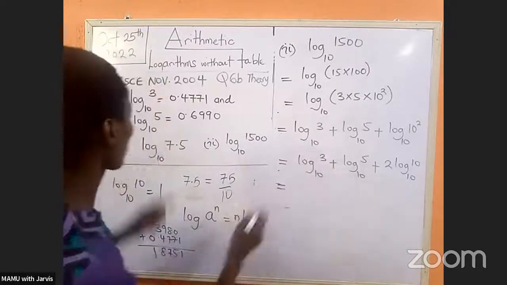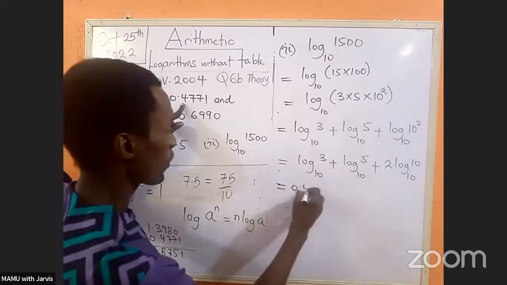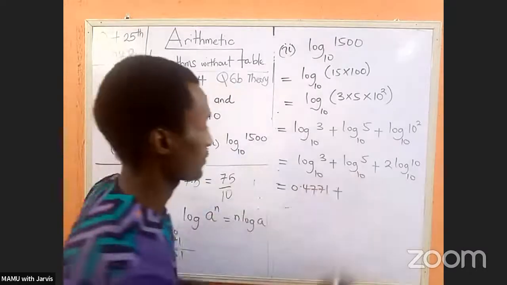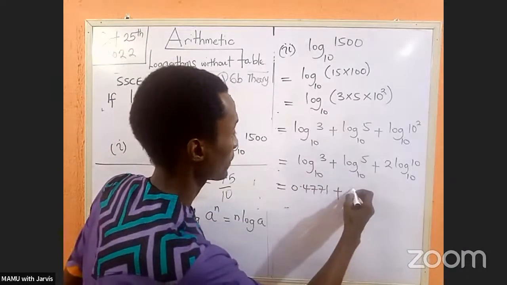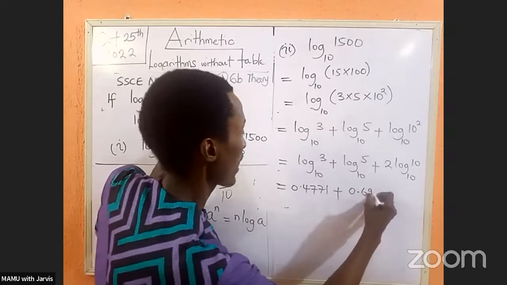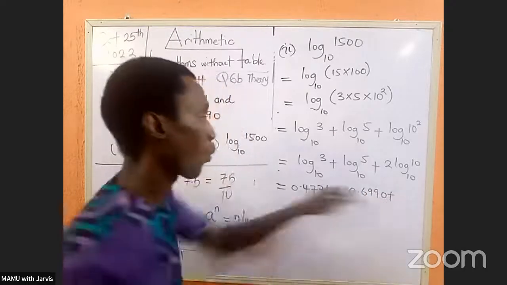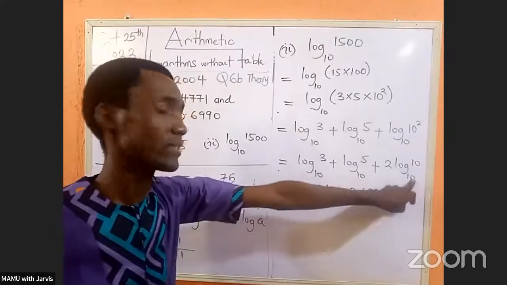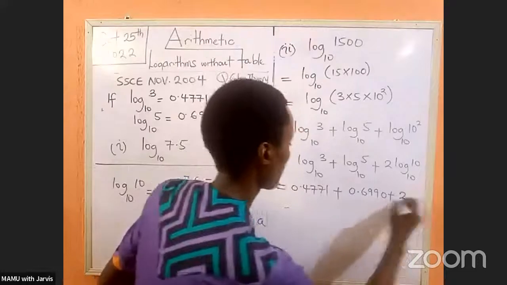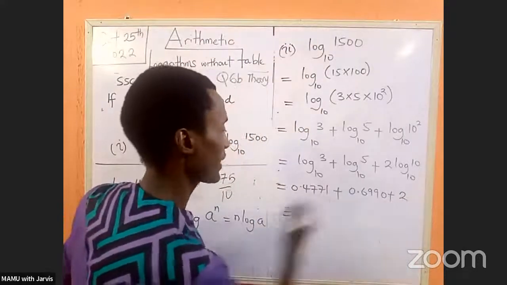So what is log 3? 0.4771 plus what is log 5? That will be what? 0.6990. What is log 10 base 10? That's 1. Is that not? 1 times 2 will give me what? 2. So I can add these two together.